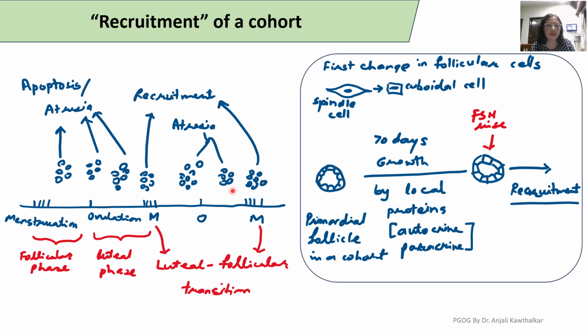I hope it makes it easier for you to understand that throughout life the primordial follicles are developing. Majority are going for atresia, only a few are going for recruitment, or a few are getting rescued by FSH and then go for further development. Again, the first change is from spindle cell to cuboidal cell. The first 70 days of growth is by local proteins, that is the autocrine paracrine system, primordial follicle in cohort. This is the primordial follicle in cohort. And then when there is an FSH rise, it goes for recruitment.